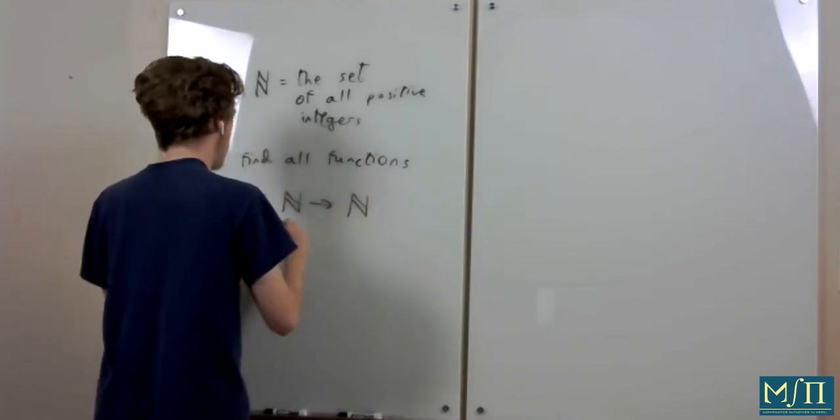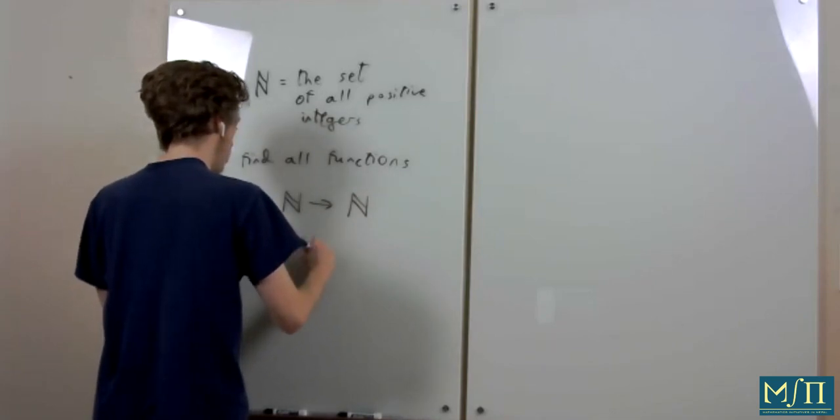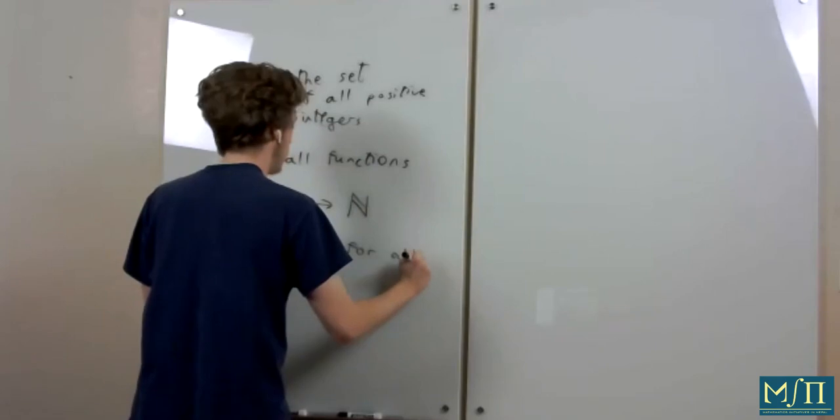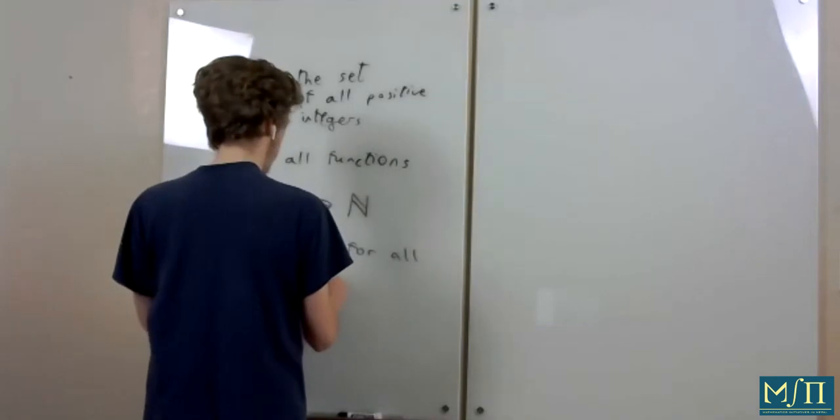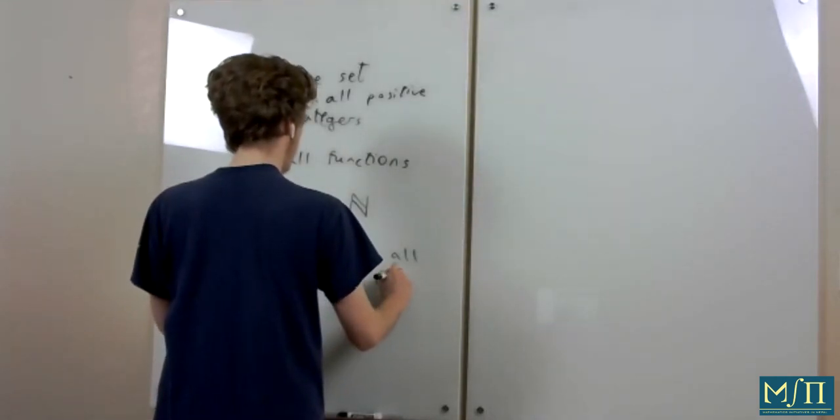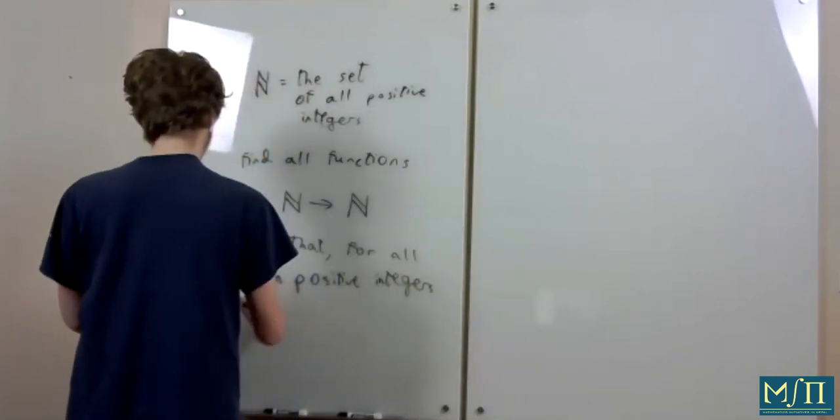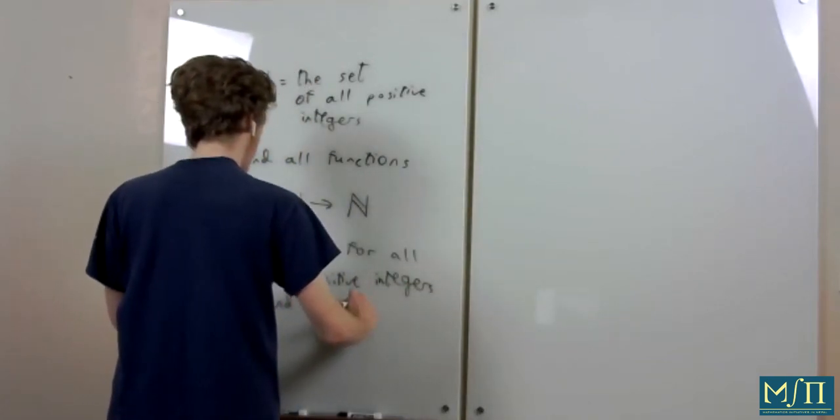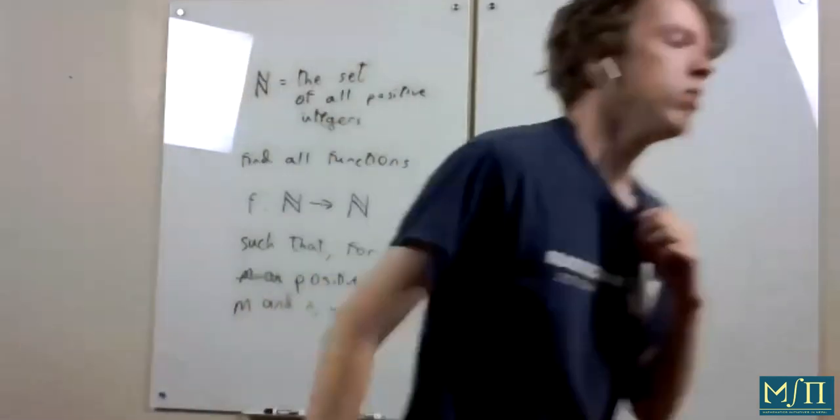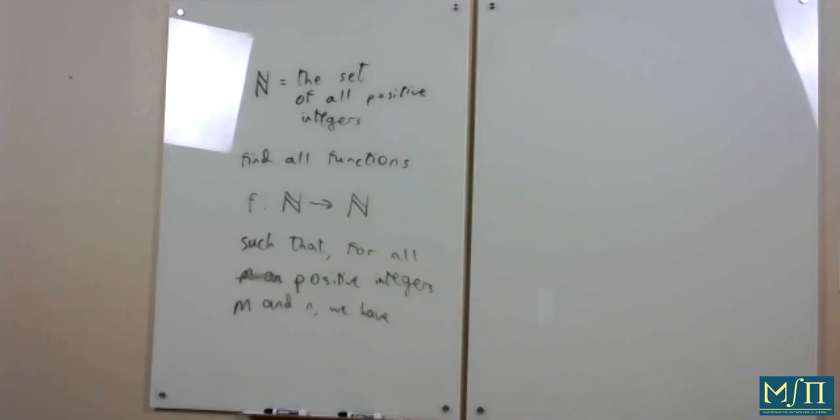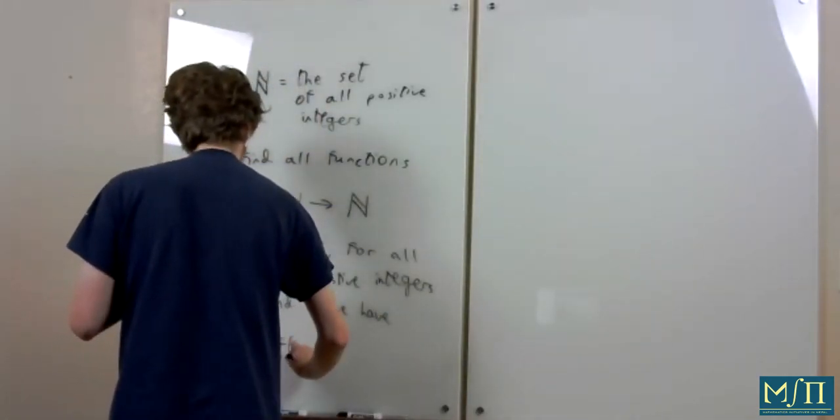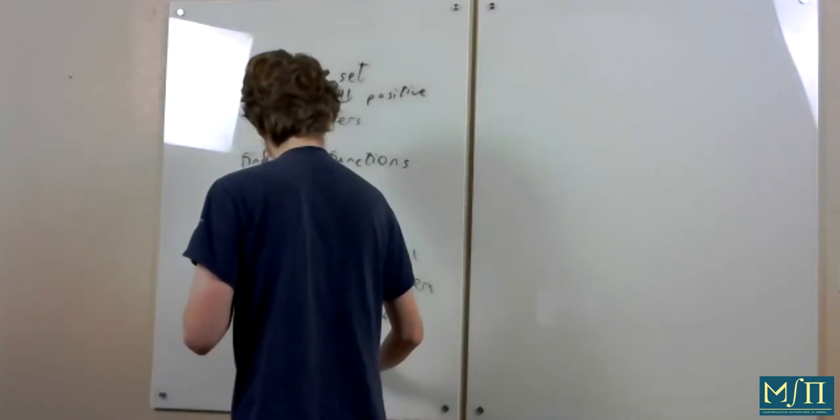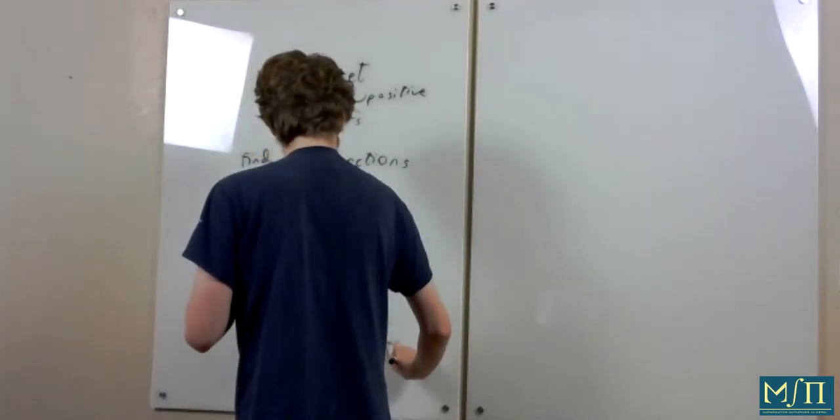such that for positive integers m and n, we have that m squared plus f of n divides m f of m plus n.